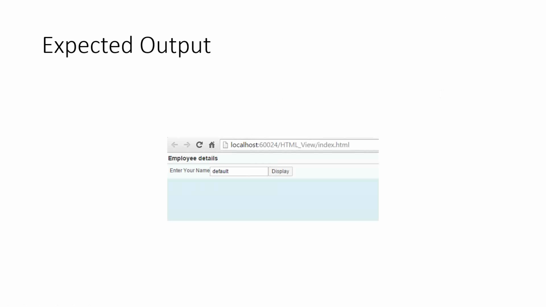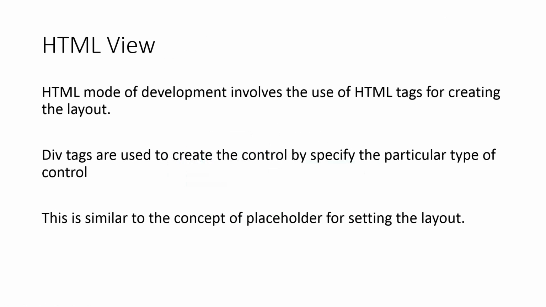So this is what I have developed in the JavaScript application as well. We created a simple JavaScript application displaying the same output. Now the same thing I'm going to develop using the HTML view. Like I have told you, HTML view is basically HTML tags. Here you use the div tags of the HTML to create the control. All you need to do is specify the type of control that you are creating and what are the properties that have to be populated for that particular control.